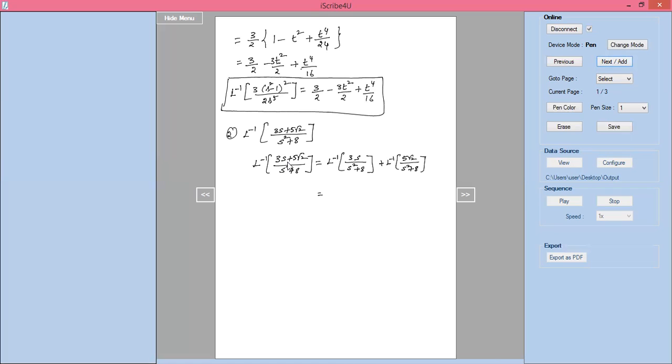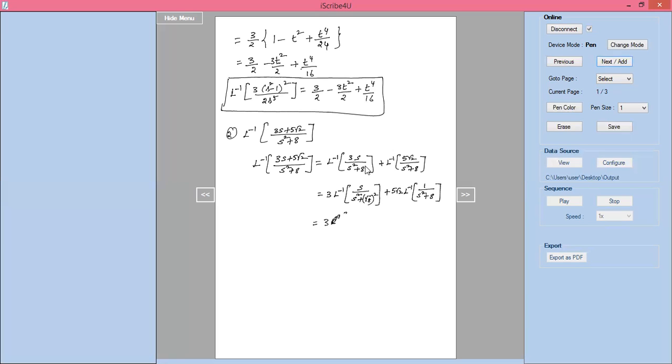Now I'll take the 3 outside: 3 times L inverse of s divided by s square plus 8. I'll write 8 as root 8 whole square. And 5 root 2 we take outside: 5 root 2 times L inverse of 1 divided by s square plus 8. Now L inverse is not required, directly I will apply the formula.